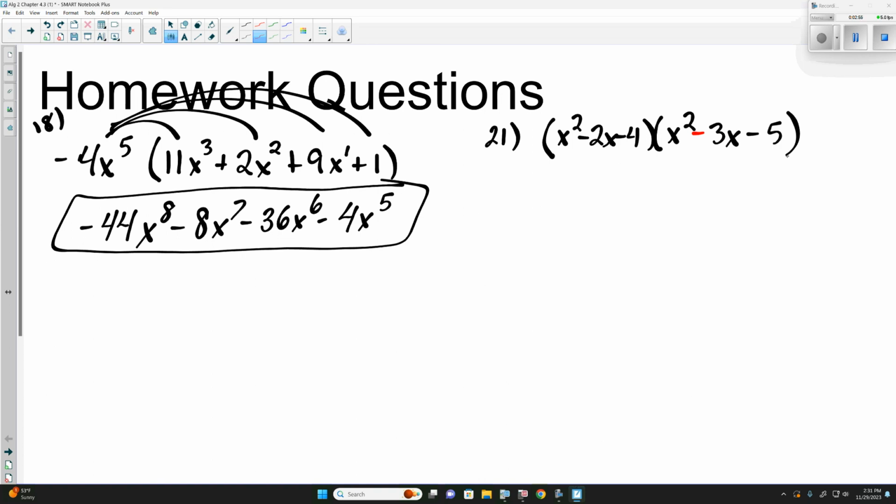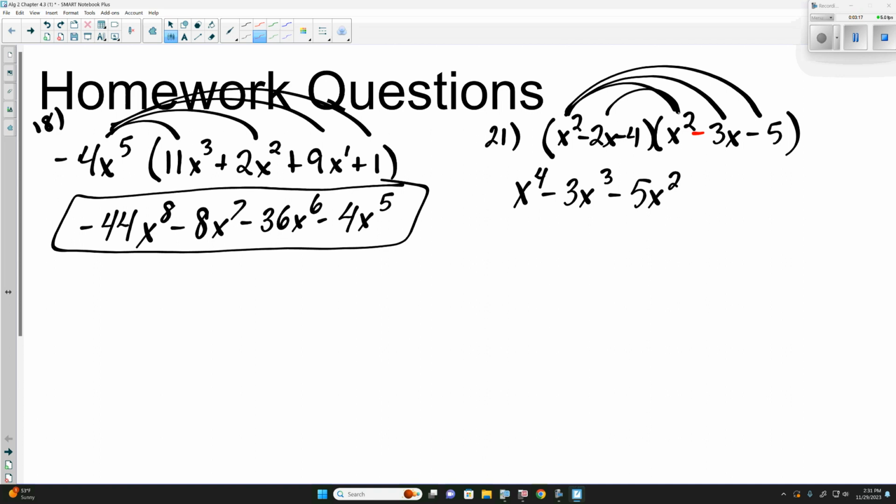We'll look at 21. 20 and 21, we're using the distributive property, multiplying through. So we'll do x squared times x is x to the fourth. X squared times negative 3x is negative 3x cubed. And x squared times negative 5 is negative 5x squared. We do the same thing with negative 2x. Negative 2x times x squared is negative 2x cubed. Negative 2x times negative 3x will be plus 6x squared. And negative 2x times negative 5 is plus 10x.